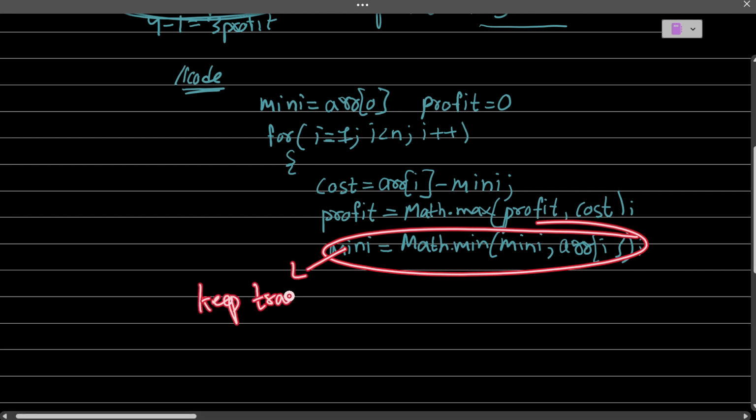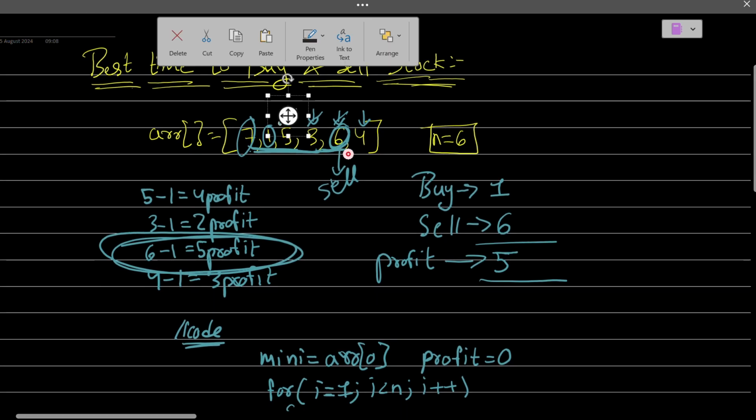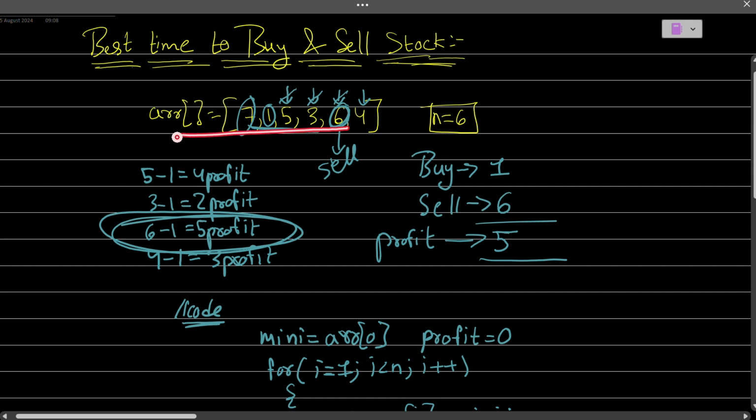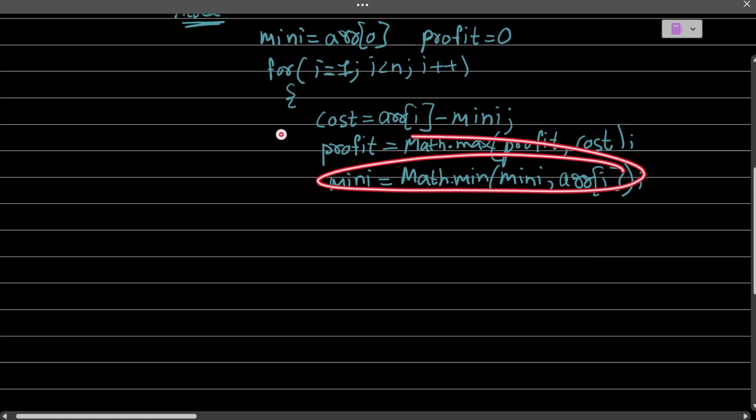Yes, what are the minimals we have discussed here, right here? These are the minimals, right? For 5, the minimal will be 1, and we subtract that, then we get the profit of 4. So this is the minimal, right? It's going to keep the track of the minimals.